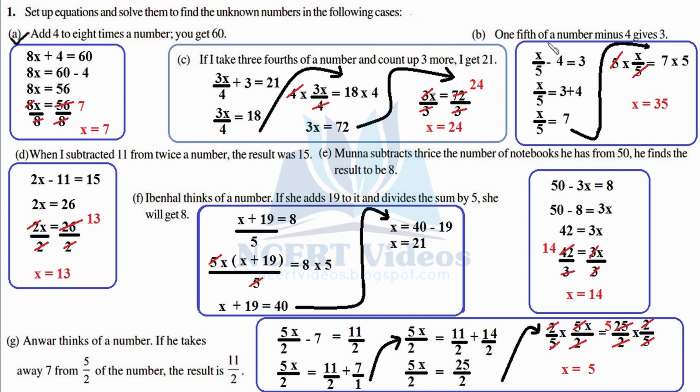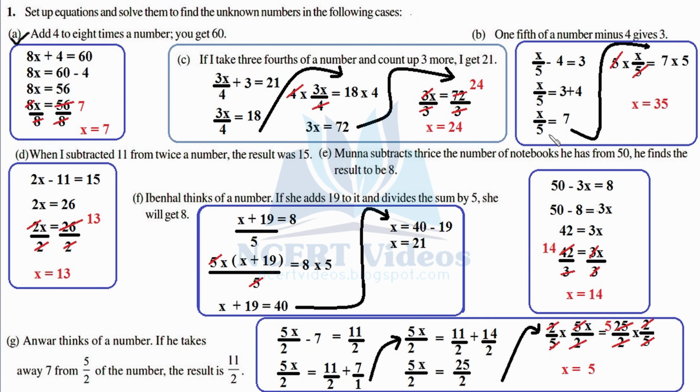B. 1/5 of a number. So let the number be x. 1/5 of that number will be x over 5. Minus 4, subtract 4 from that gives 3, equal to 3. Here is your equation. This as it is, transpose minus 4 towards the right hand side, it becomes plus 4. 4 plus 3 is 7.